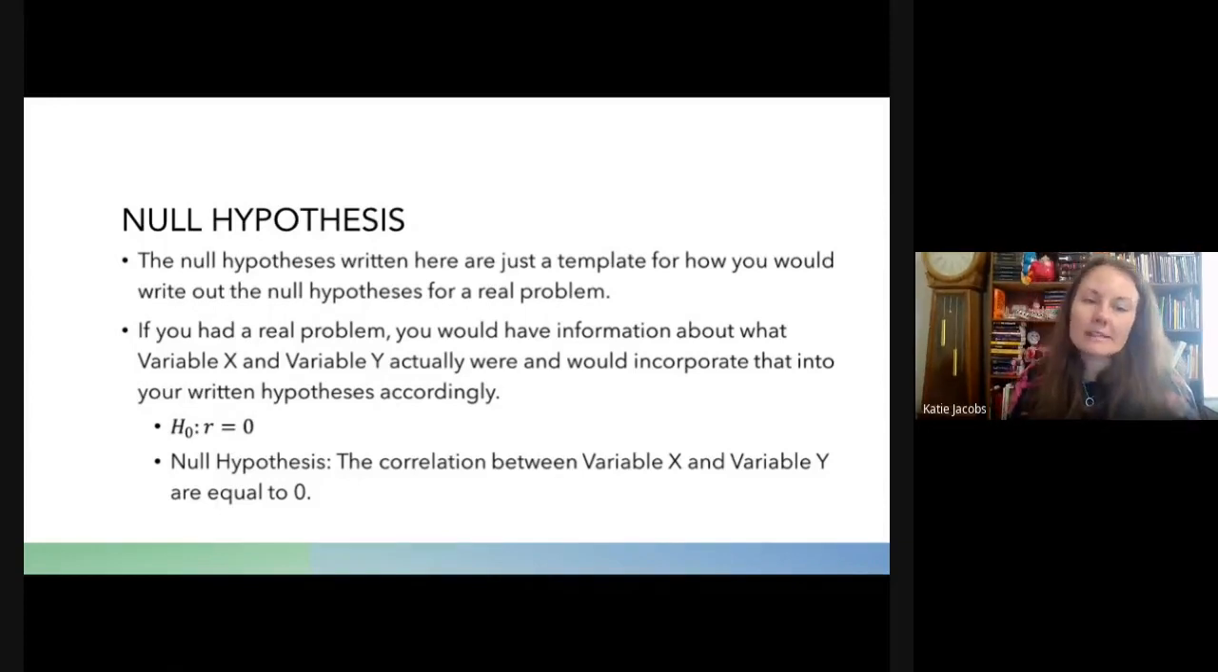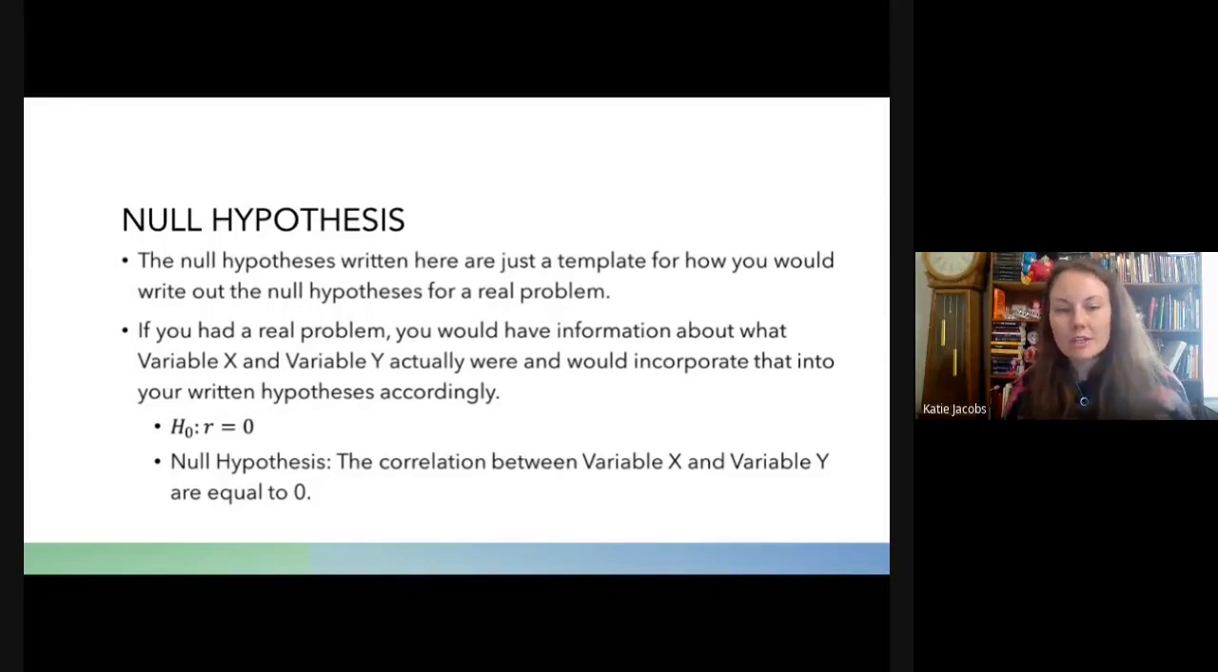So if we're going to write in symbols, we'd have H sub 0, which is our symbol for null hypothesis. We put a colon to show that we're going to do a correlation. So you could either put r equals 0 or r sub xy equals 0. Both of those formats are accepted in statistics. And then we write our null hypothesis in words. So null hypothesis, the correlation between variable x and variable y is equal to 0.